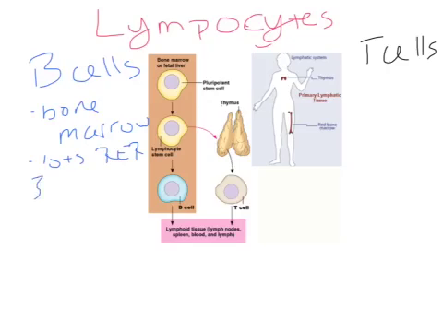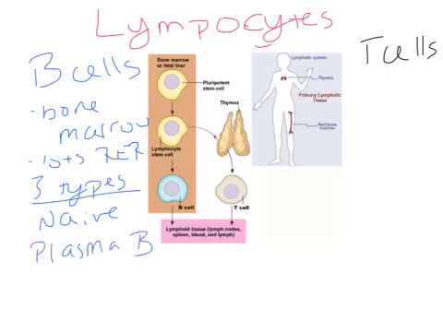And I've got three basic types of these. I have what's called naive B cells. These are B cells that have not been exposed to a pathogen yet. So basically they're inactive B cells. They have not been exposed to any kind of pathogen. And then I have what are called plasma B cells. A plasma B cell is activated, it's working, it's making lots of antibodies. So naive ones are not doing anything, they're inactive, they haven't been exposed to an antigen. Plasma B cells are activated, they've been exposed to an antigen.